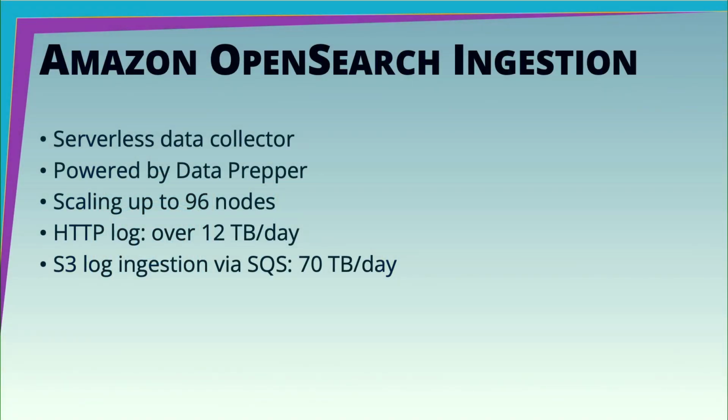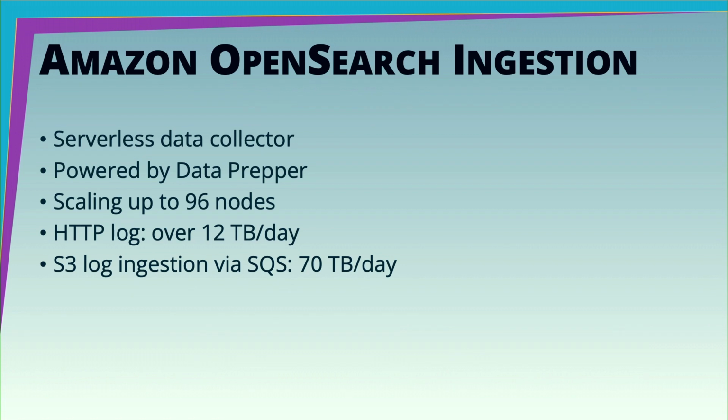Amazon is running Data Prepper at scale in Amazon OpenSearch Ingestion. This is a new serverless data collector that Amazon added for the Amazon OpenSearch Service. It is powered by Data Prepper. It uses clusters of Data Prepper for ingesting data into managed OpenSearch clusters. We've seen that the AWS team has scaled Data Prepper to running 96 nodes and has been able to use that to successfully ingest data into OpenSearch clusters.